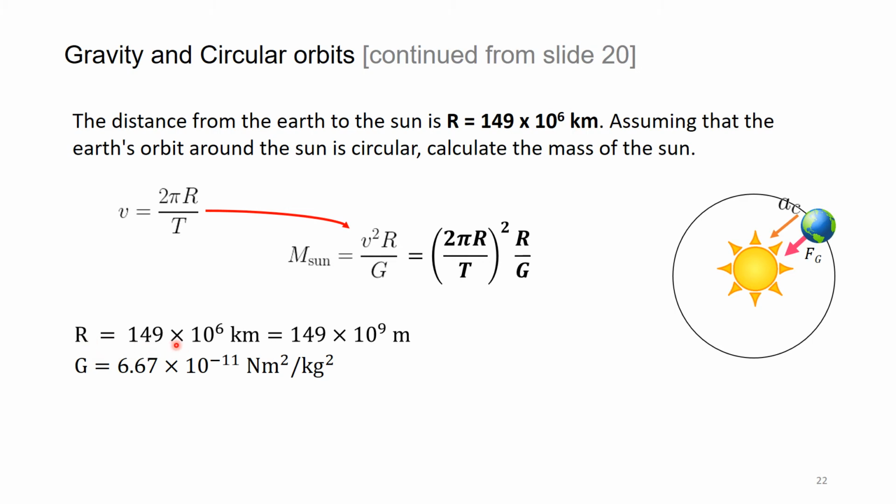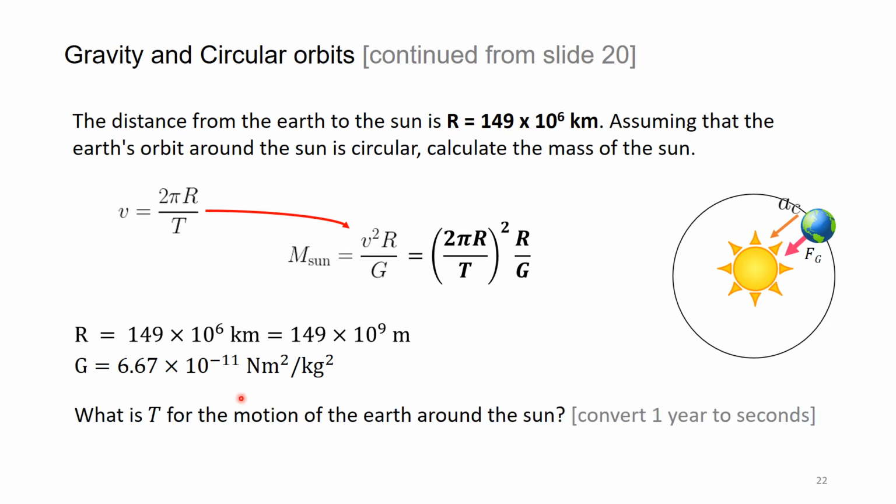So r is given as 149 million kilometers. When you convert to meters, it becomes 149 billion meters. And G is the gravitational constant that we defined earlier. We still have one quantity that we need to list down, the T, the period. How long does the earth take to make one full cycle around the sun? That's going to be 1 year, right? But we have to convert 1 year to seconds, because the units that we're using are seconds, kilograms and meters.